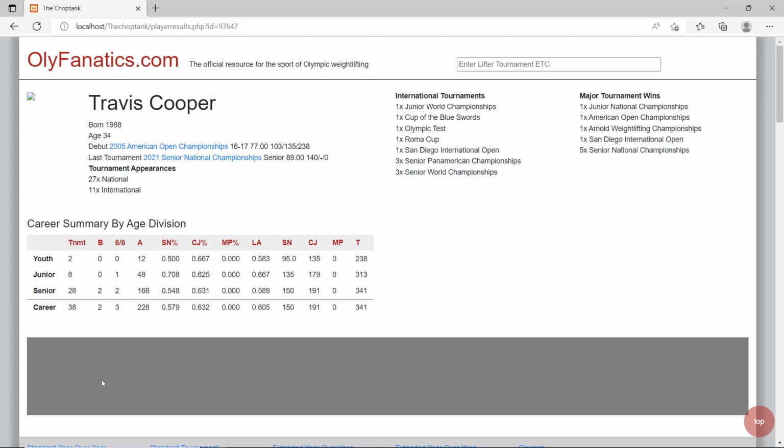The first table that you see here is the career summary by age division, which breaks down descriptive stats, in this case, tournaments, bombs, going 6 for 6, the number of attempts taken, the snatch percentage, clean and jerk percentage, the lifting average, his best snatch, clean and jerk, and his best total, broken down by youth, junior, and senior divisions, and then summarized at the career level.